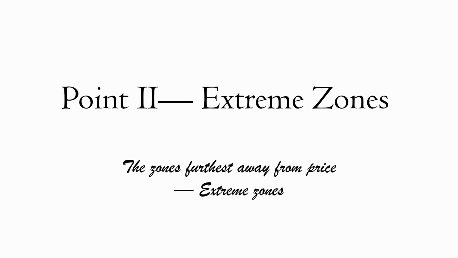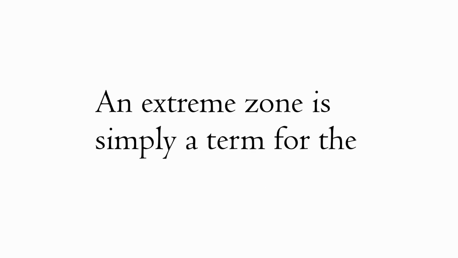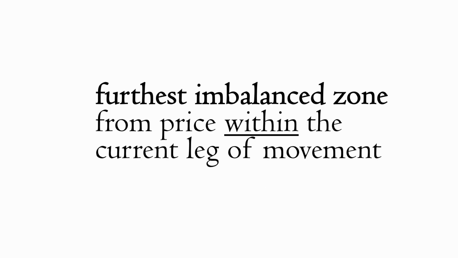Point number 2: extreme zones. In a typical price move like this, which is a very common market structure, you're often left with multiple imbalanced zones. In these situations, you now have more than one potential area to trade from, which can make decision-making a bit tricky. However, there's a general rule that can guide you and improve your consistency. Imbalanced extreme zones tend to carry more weight. An extreme zone is simply the furthest imbalanced zone away from current price within the current leg of price movement.